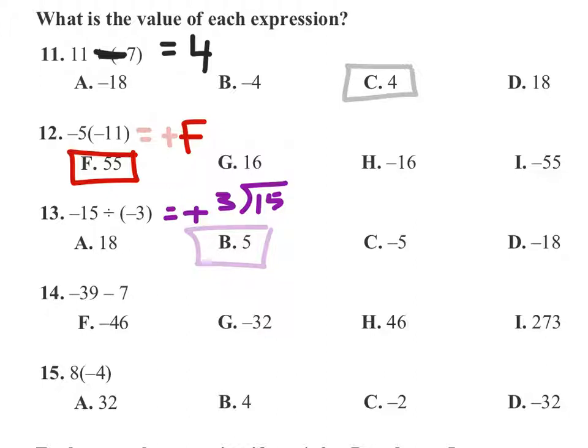Number 14, negative 39 minus 7. So from the number line, we'll start at negative 39. Going to the left, 7. That's going to take us all the way to F.